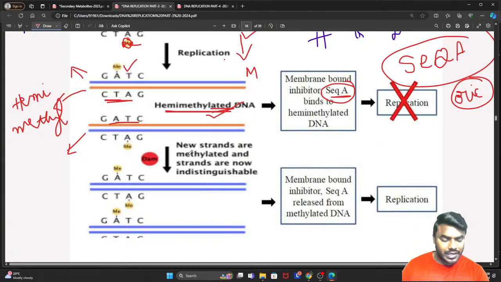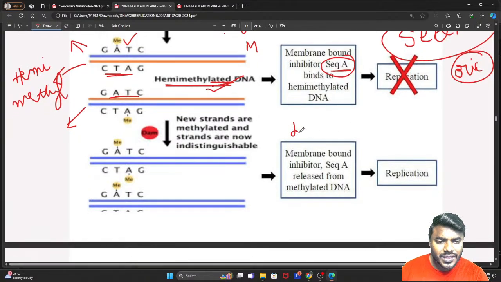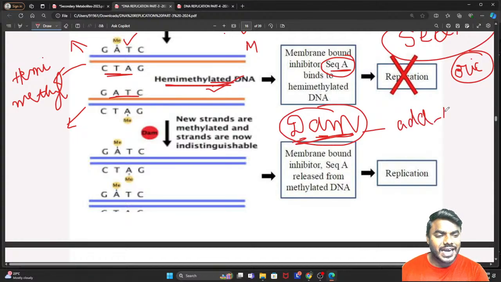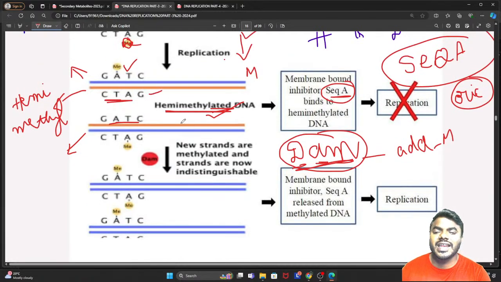Now the question is very clear. After some time, there is an important enzyme called DAM. DAM represents a deoxyadenosine methyltransferase enzyme. What is the function of this? Adding the methyl group, that's all. It is adding the methyl group to the adenine present on the hemimethylated DNA.